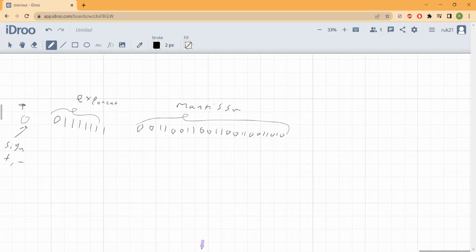Cool. So the way we're going to start this off, we already know the sign. Next, I want to find the exponent. The way you find the exponent is you know that the exponent minus 127 should equal this. Let's quickly convert 111 into its decimal form.